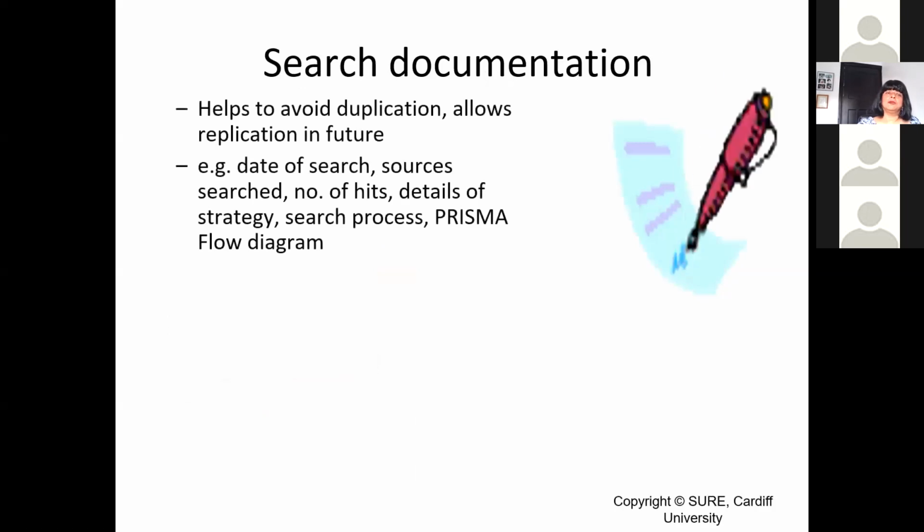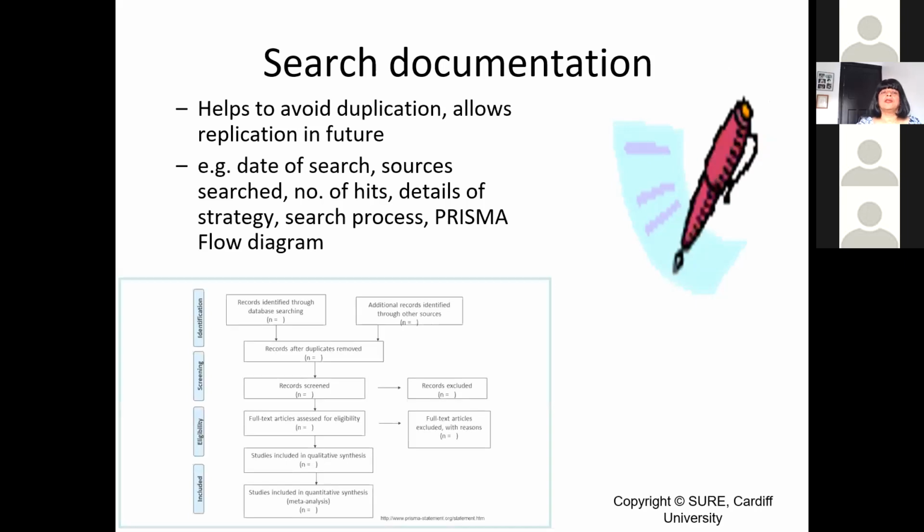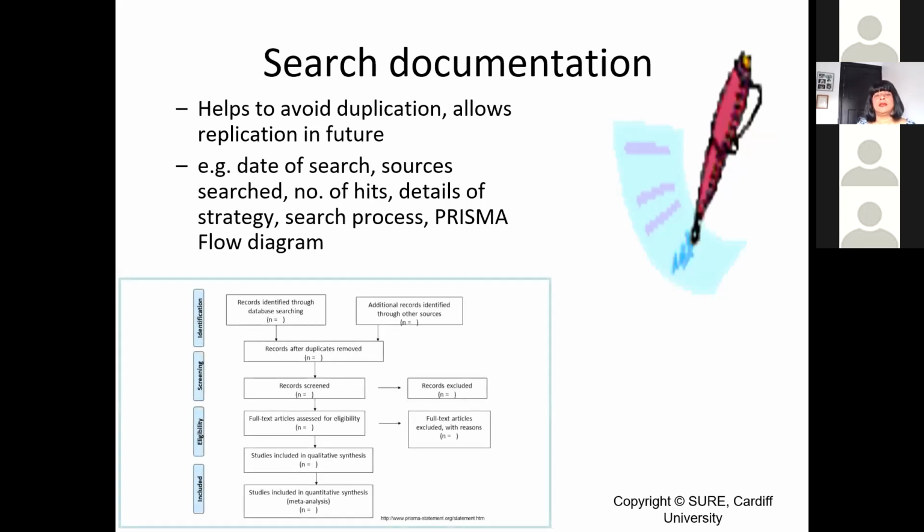And it's really important that we keep documentation of our searches. So this is where, again, the word transparency is important, that you need to keep a record of the date of your search, the sources you've searched, number of hits, and details of your search strategy, the search process. And it's really important keeping a record using a PRISMA flow diagram, because you will need to include that in your publication.